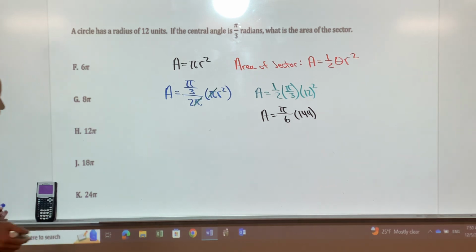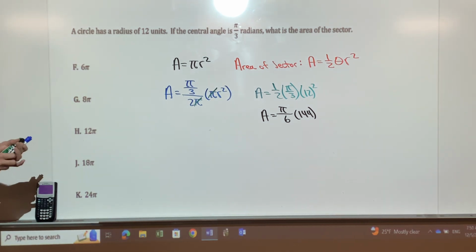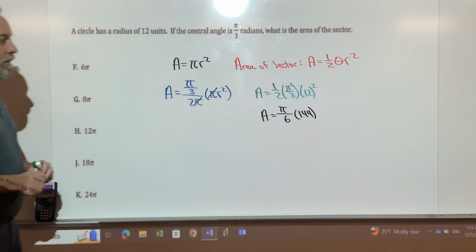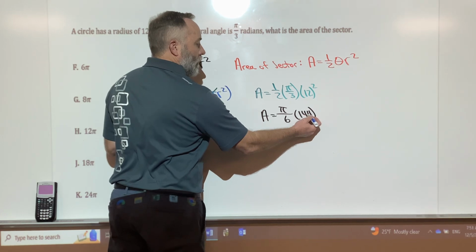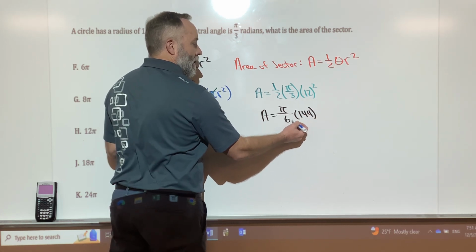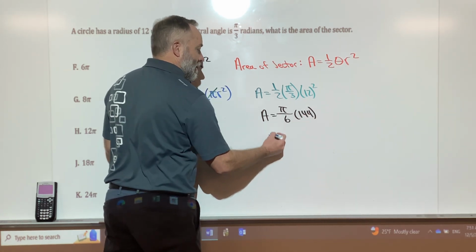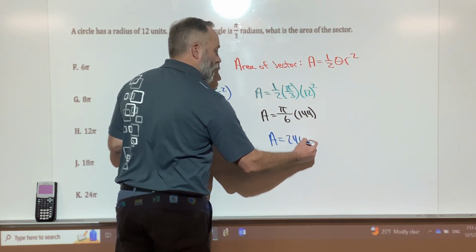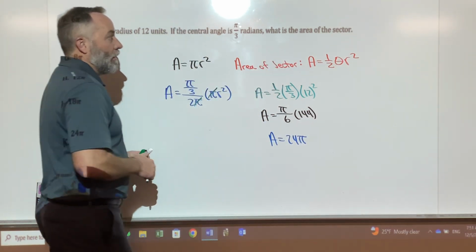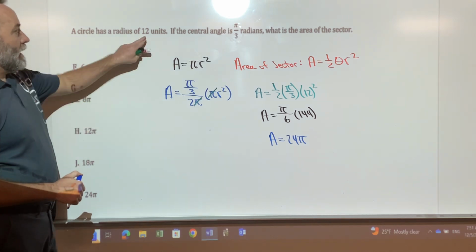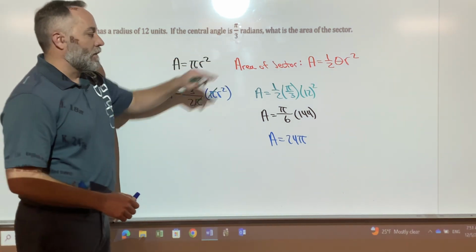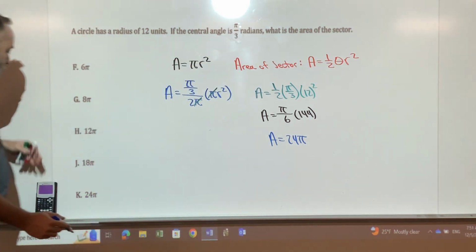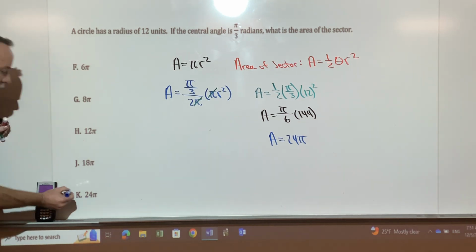Again, your calculator is available to you if you need that. And then we're just taking 144, dividing it by 6, which 144 divided by 6 is 24. So this just gives us 24 pi, which is the area of the sector when the radius is 12 and the central angle is pi thirds. And we can find that choice in selection K.